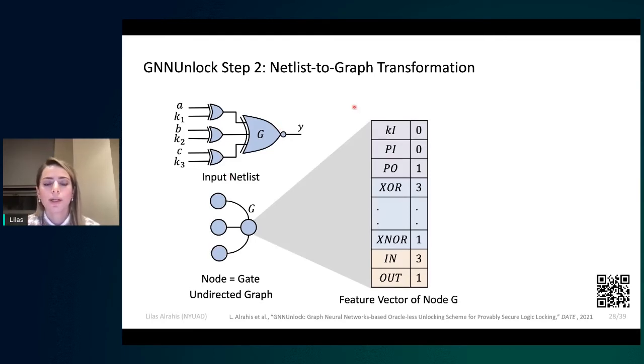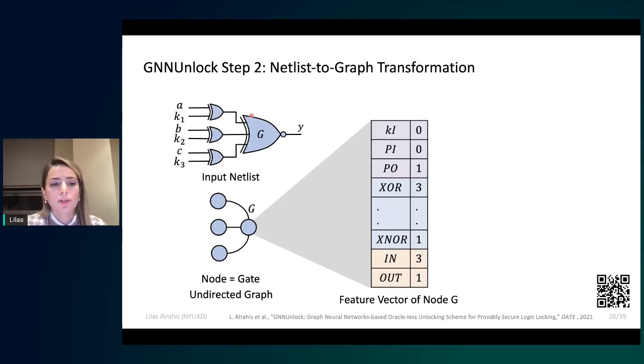So now I'm showing you an example of the feature vector. Like I mentioned, we get a graph, and we also initialize each node with a feature vector. And this is the feature vector we are using. First, we have the first few elements to identify if the gate is connected to a primary input, a key input, or a primary output. This specific example is for node G, gate G. It is connected to a primary output, so you can see one in the entry for the PO.